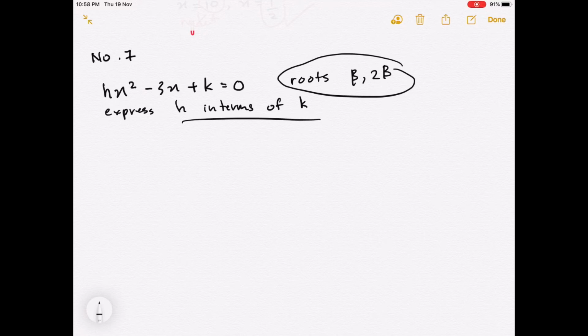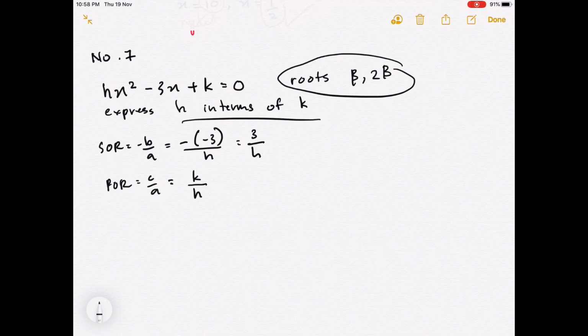So, kita guna SOPO juga. Okay, so kita negatif b per a. So, kat sini kita negatif, b kita negatif 3, a kita h. So, 3 over h. And then your pole is c over a. So, your c is k and your a is h.